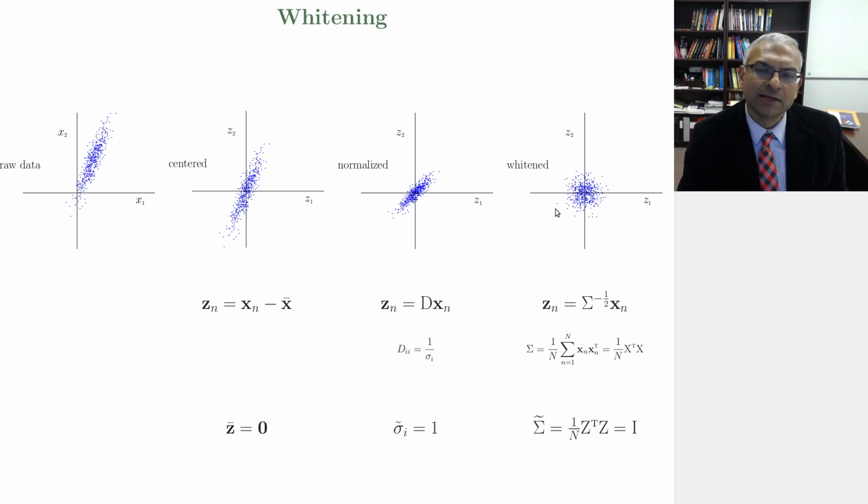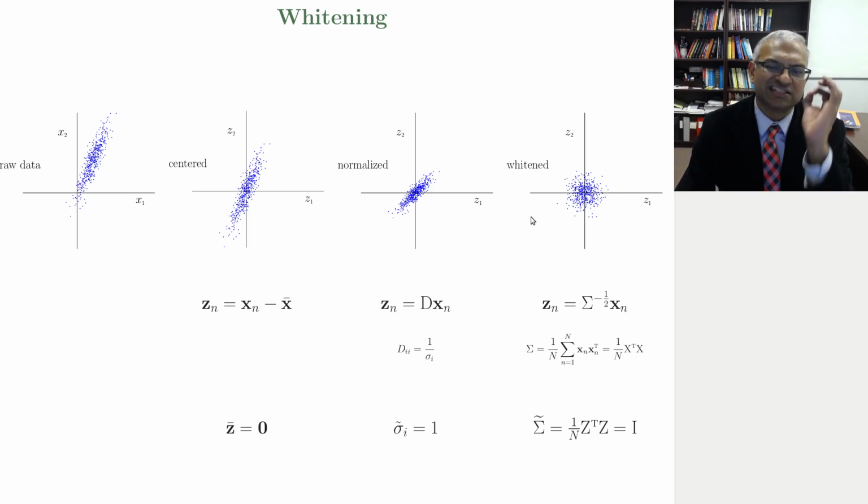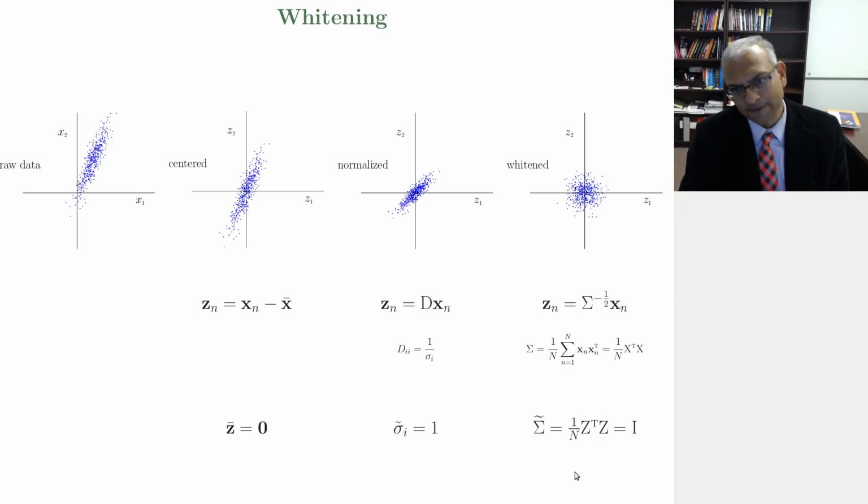Once you whiten, you not only have the variance along each individual dimension equal to 1, but the covariance between any pair of dimensions is now 0. So the covariance matrix of the transformed data is basically the identity.